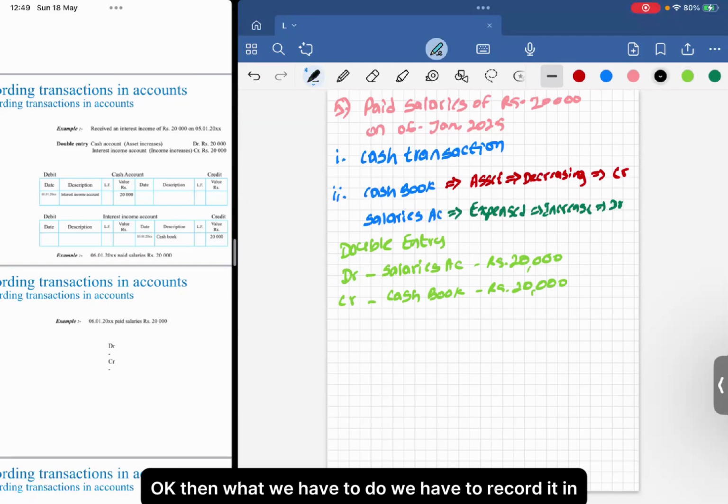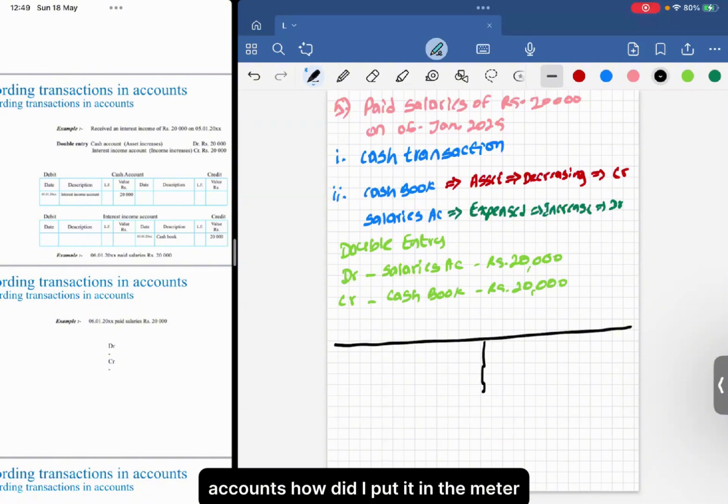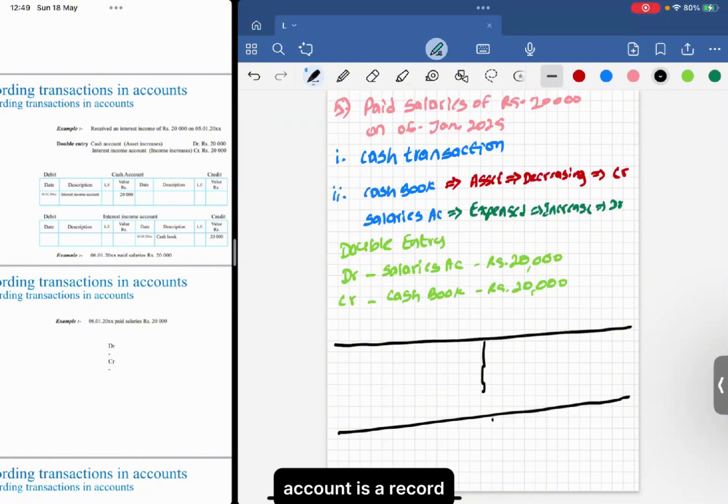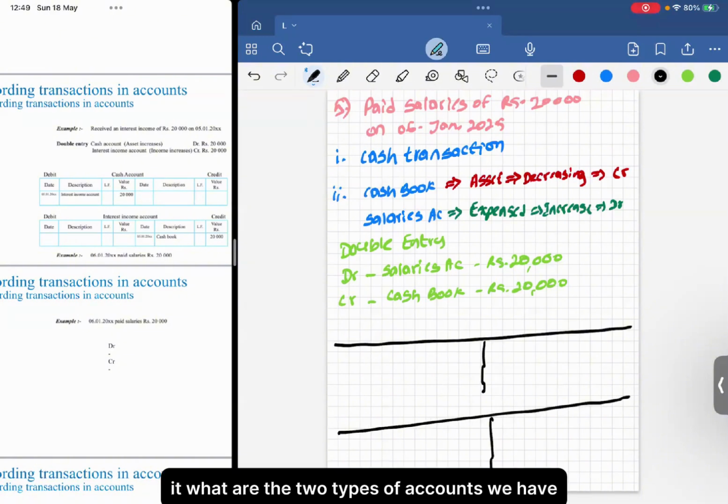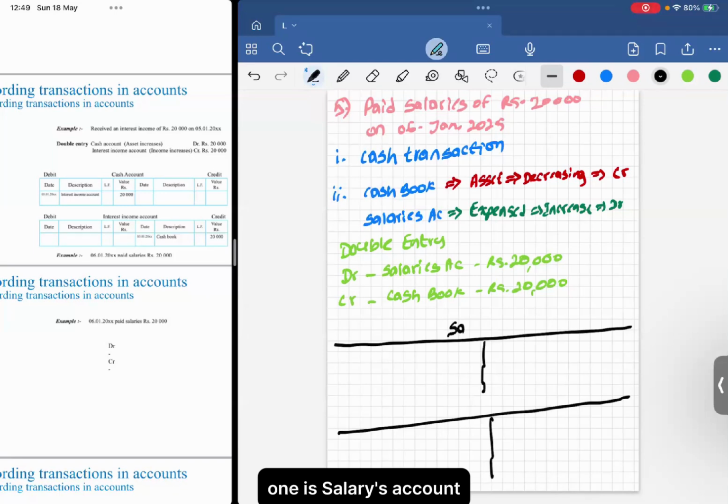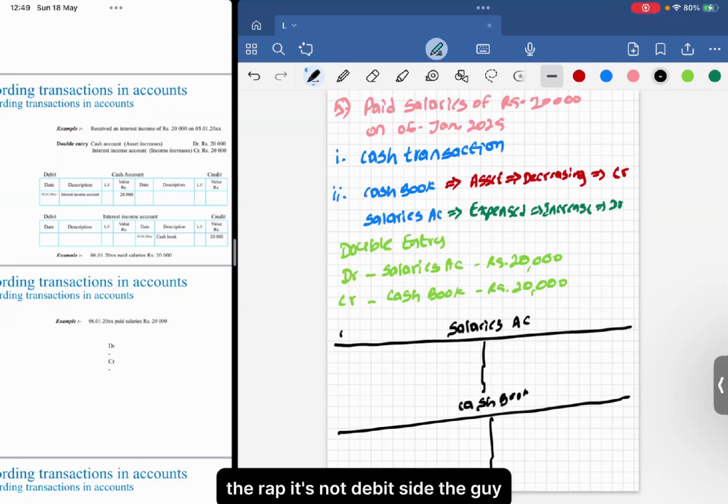Okay. Then what we have to do? We have to record it in accounts. හරිද? අපිට දැන් මේ ටික accounts වල record කරන්න. එතකොට what are the two types of accounts we have? One is salaries account. The next one is cash book. Okay. එතකොට අපිට තියෙනවා debit side එකයි credit side එකයි.